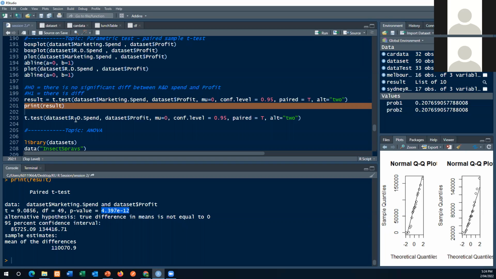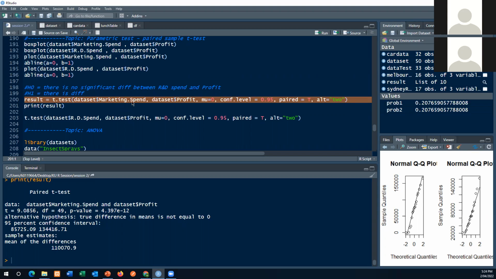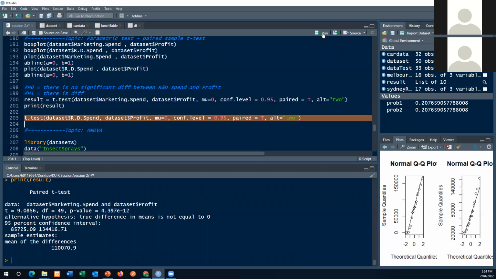And then there is the marketing spend. Look, is it the same as for the R&D spend or not? Because we have two kinds of expenses: one is marketing, another is R&D. If we are curious to know about the R&D as well, R&D is also telling us it is significant, it is 0.000 something, because it is 2 to the power of minus 16, which is a very, very small value.